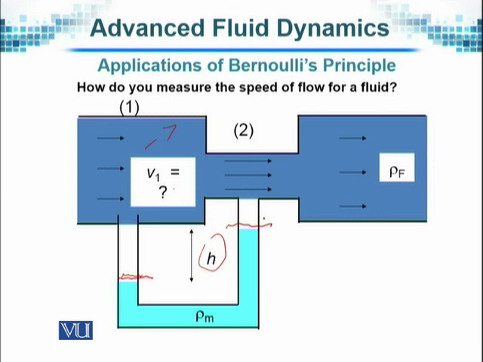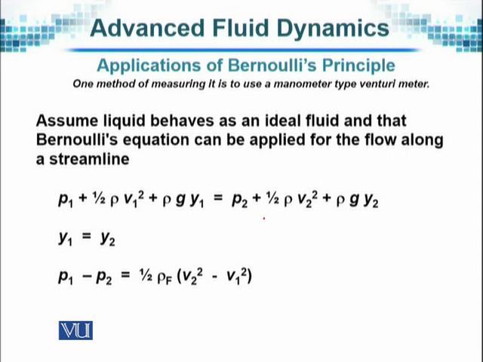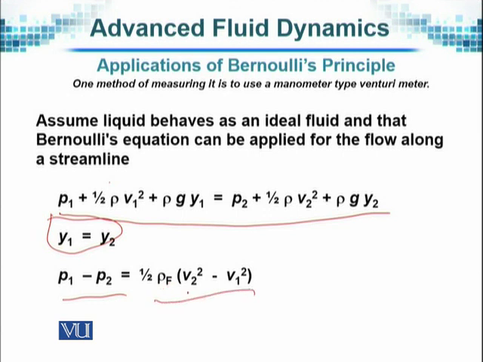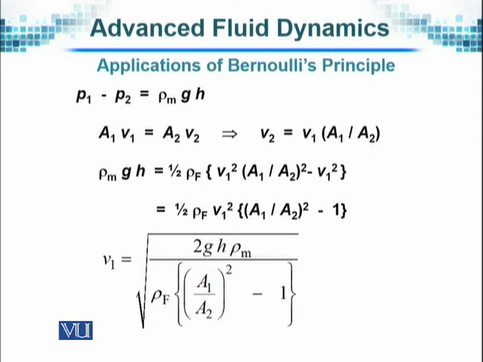And the others are the pressure terms, the pressure in the fluid or pressure in the manometer. We have this equation according to Bernoulli's principle. This has to remain constant. So therefore at point 1, the same equation must hold at point 2. Now we observe that y1 is equal to y2, and p1 minus p2 therefore will be reduced from this equation to this equation.